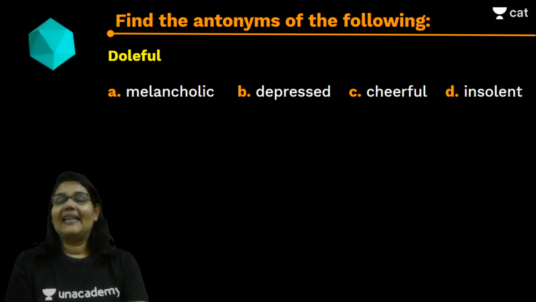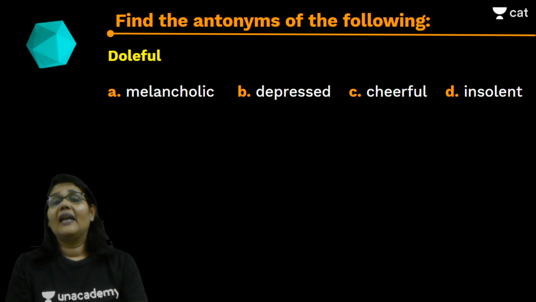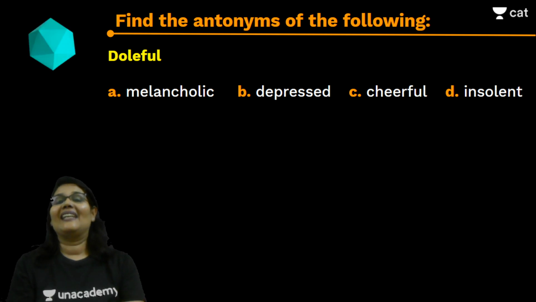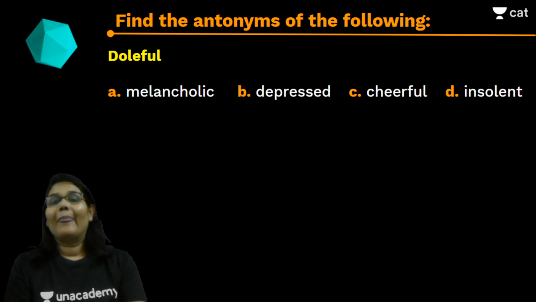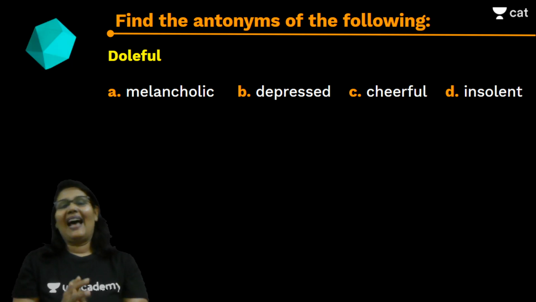Okay guys, now let me discuss the answer here. Melancholic means sad. Now sad is connected to pain, so we don't want the synonym here. Depressed is again connected to pain, again a synonym. Cheerful would be the answer. Cheerful is opposite to doleful. Excellent guys, all of you have got it correct. And insolent means insulting.